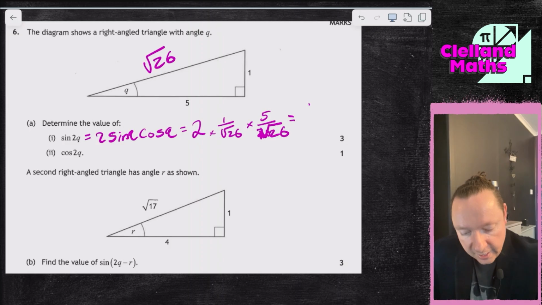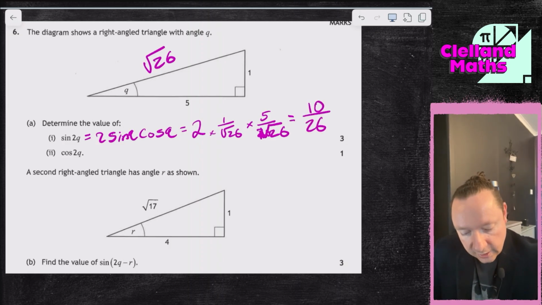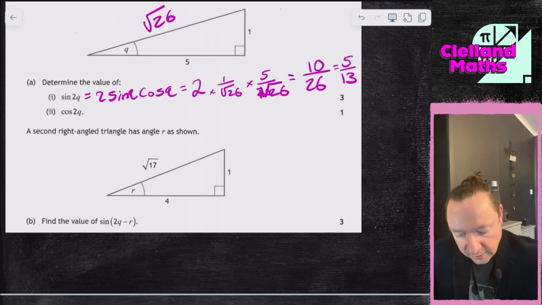2 times 5 is 10, and root 26 times root 26 is just 26. Halve each of the numbers to get 5 over 13. And we're done there. I'll do part B underneath because I don't want to get too messy.